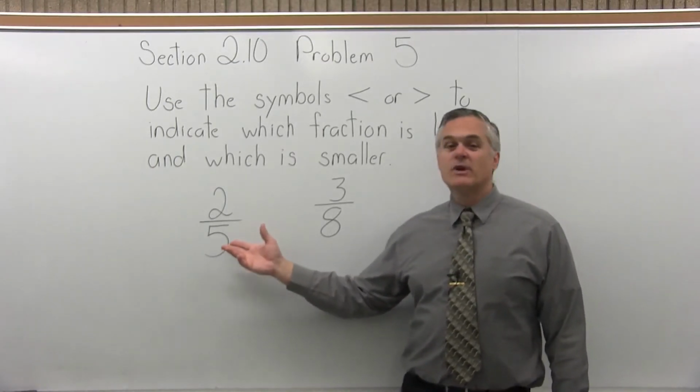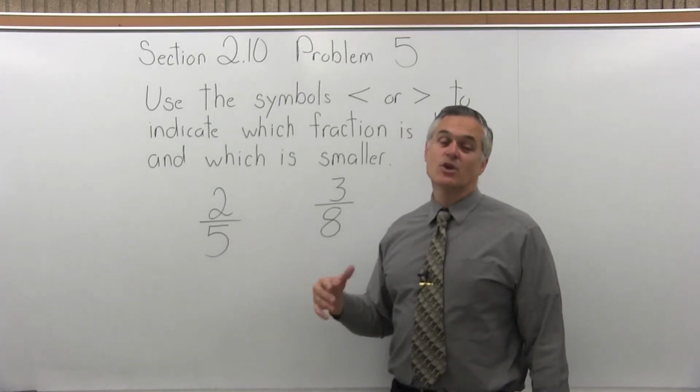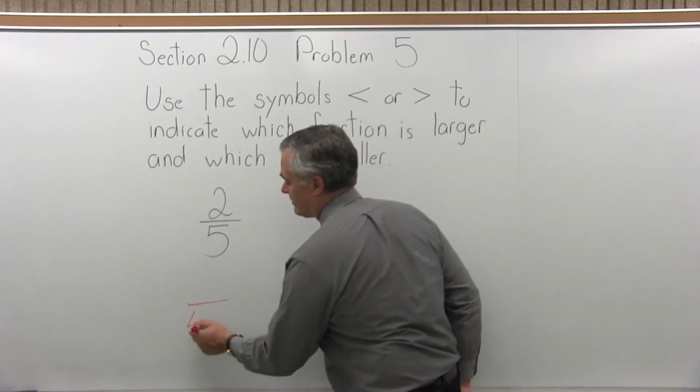To determine it, really, you have to make common denominators. So if you have denominators of 5 and 8, the common denominator to use is 40, because both denominators will divide into 40 evenly.